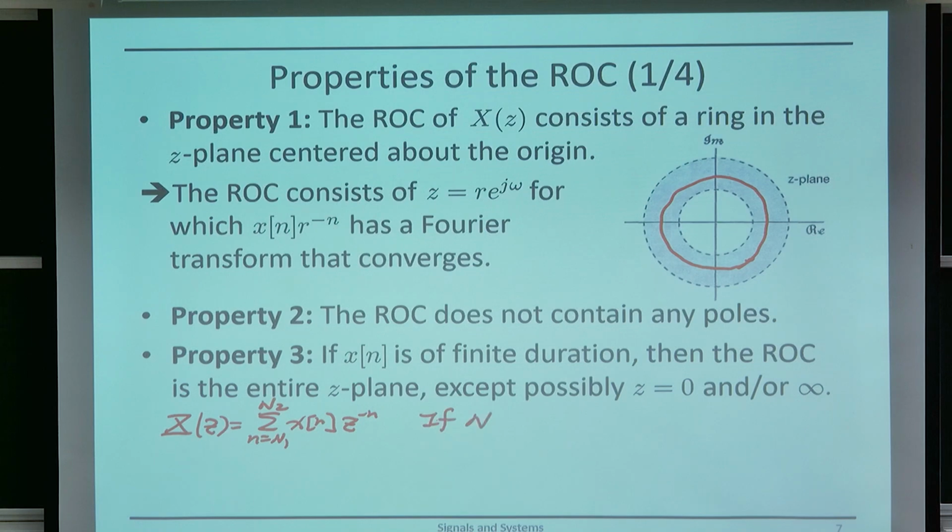So if n1 is greater or equal to 0, then the ROC excludes 0. And when n2 is less or equal to 0, then the ROC excludes infinity.